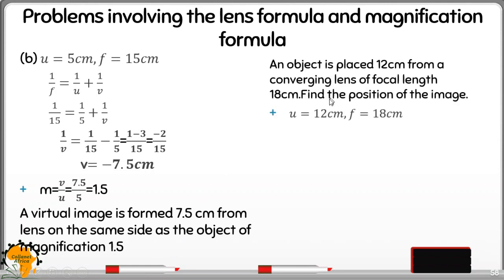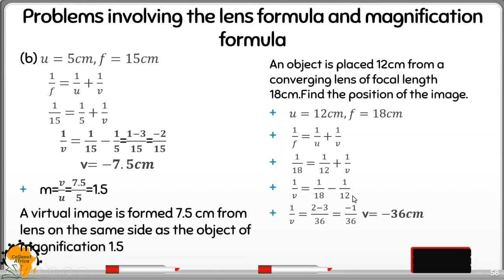So we have another question here. An object is placed 12 centimeter from a converging lens of focal length 18 centimeter. Find the position of the image. You have U, which is 12, F, which is 18 centimeter. You have your lens formula. We substitute. Again, you get that 1 over V will be 1 over 18 minus 1 over 12.